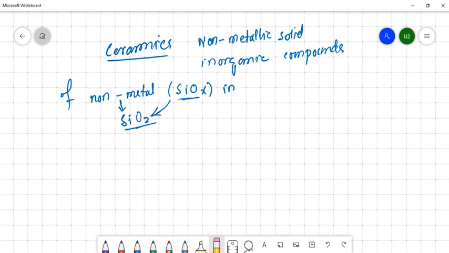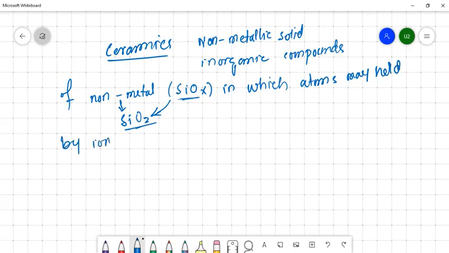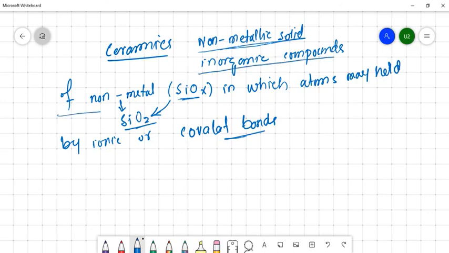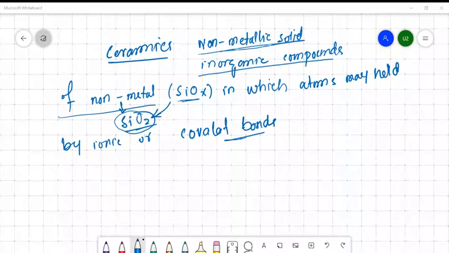In which atoms may be held by ionic or covalent bonds. So this is the basic definition of ceramics technically, right? So one thing, they are non-metallic solids. Second thing, inorganic compounds of non-metals, particularly in the form of silicon dioxide. Okay, so this is the basic definition of ceramics.